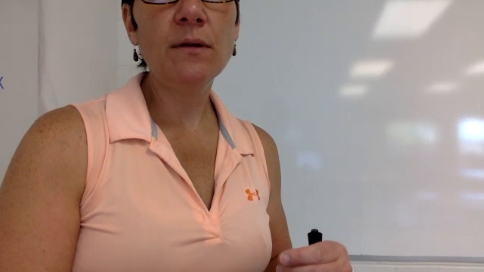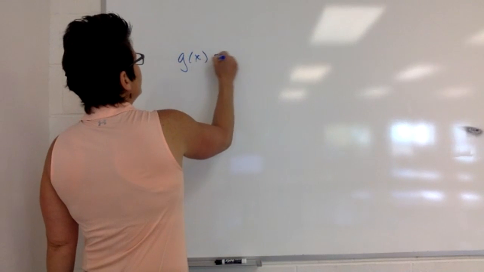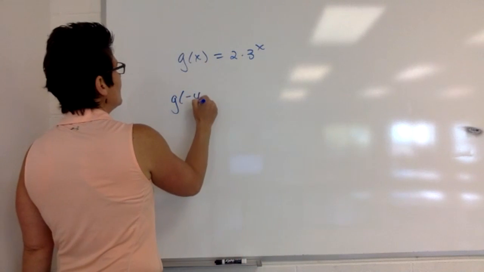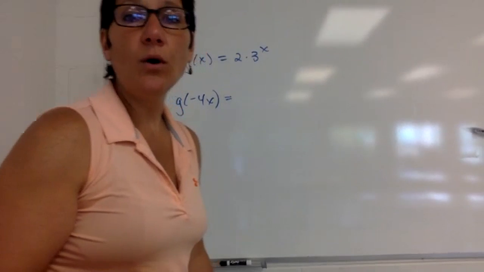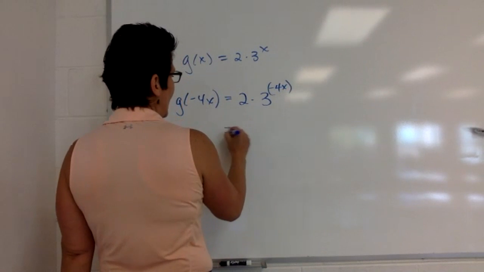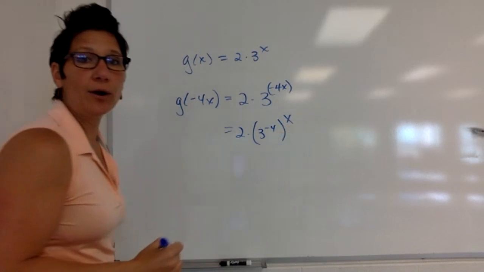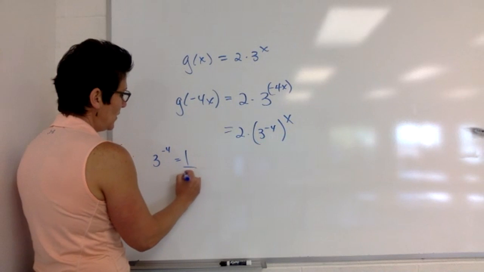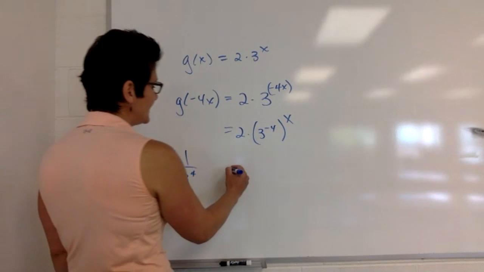All right, so now on number 7, you're told that g of x is equal to 3 times 3 to the x power, and you want to find g of 3 for x. So again, all you're doing is substituting those things in. So it's 2 times 3 to the negative 4x. And again, using your laws of exponents, you're going to rewrite this as 3 to the negative 4 to the x power. And in your beautiful minds, 3 to the negative 4 is equal to 1 over 3 to the 4th. Noticing we're using laws of exponents throughout this entire process.